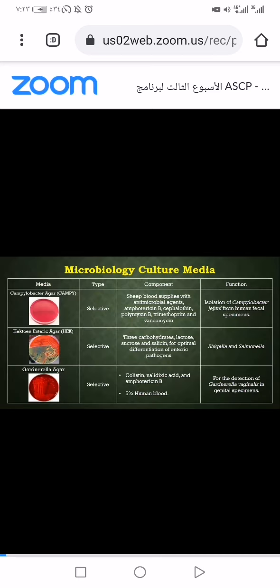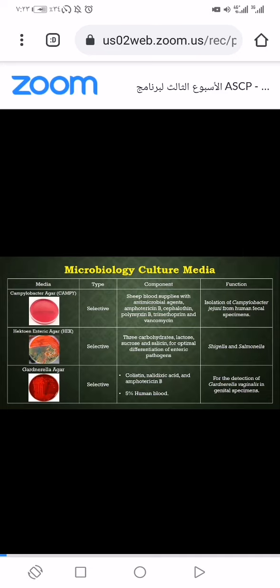The last one is the Gardnerella agar. It is used in genital culture. It contains many types of antimicrobials like colistin and nalidixic acid. It's mainly for Gardnerella vaginalis. Okay, Sabouraud is used for fungal culture. It contains gentamicin and chloramphenicol to inhibit the growth of gram-negative organisms. It's for isolating the fungi, the yeast mainly.